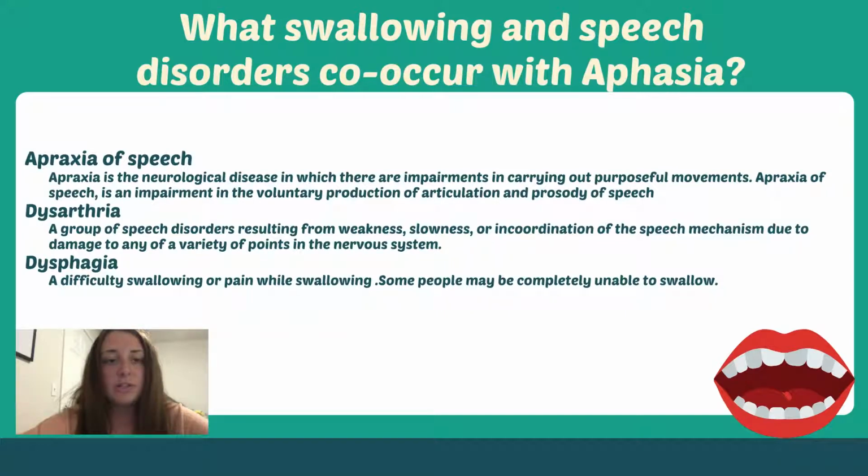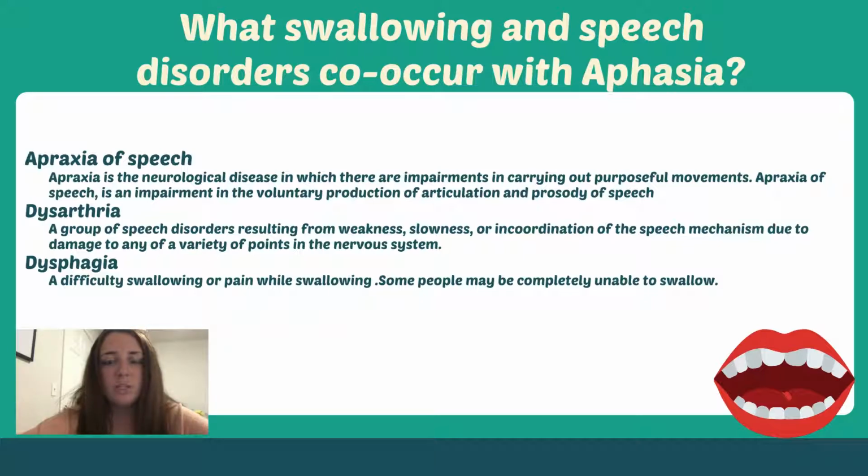Apraxia is the neurological disease in which there are impairments in carrying out purposeful movements. Apraxia of speech is an impairment in the voluntary production of articulation and prosody of speech. The brain cannot coordinate the oral and facial muscle movements needed to create certain sounds. This disorder, however, is not typically due to muscle weakness.